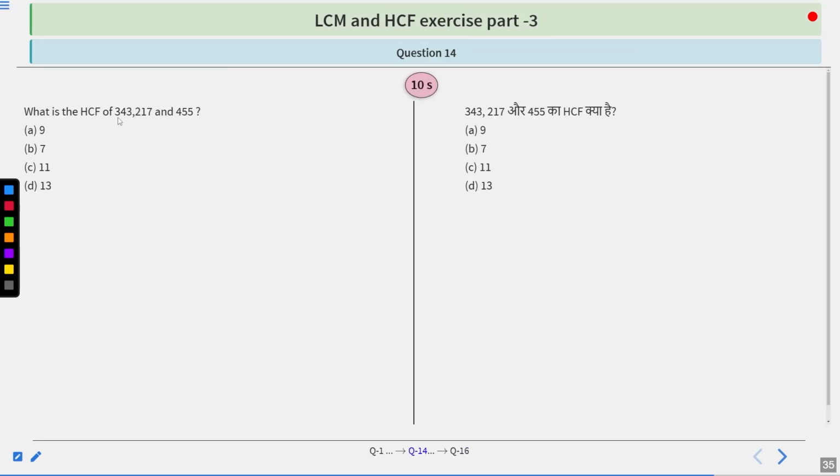What is the HCF of 343, 217 and 455? And the options are 9, 7, 11 and 13. These are the options.